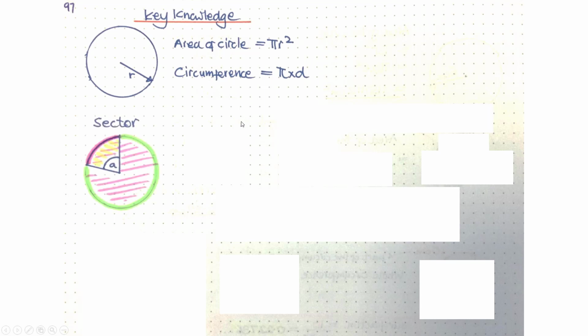Now, what we're looking at is the area or the arc length or something to do with the sector. That's what we're looking at. And when we say a sector, it's a slice out of a cake. That's what we're talking about. This is the shape here.